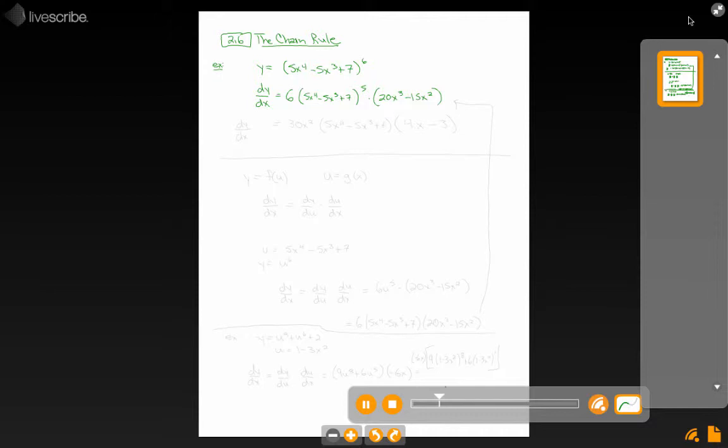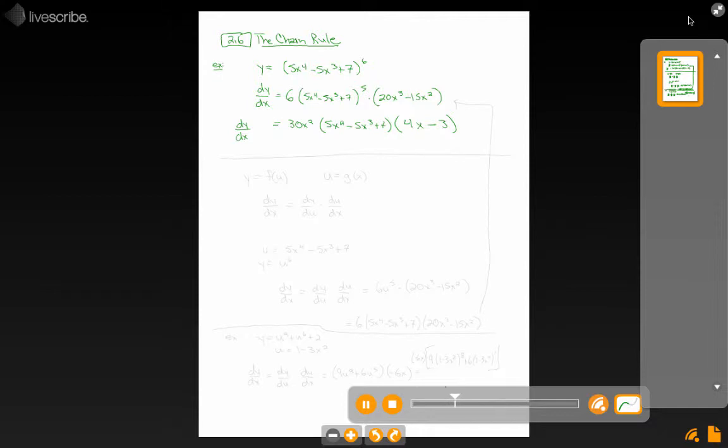We could do a little factoring with that second bracket. I could take out 5x^2, so I'll have 30x^2, times still this 5x^4 - 5x^3 + 7, and since I took out a 5x^2 here, I now have 4x - 3. But again, the chain rule turns that question into something a little bit easier.